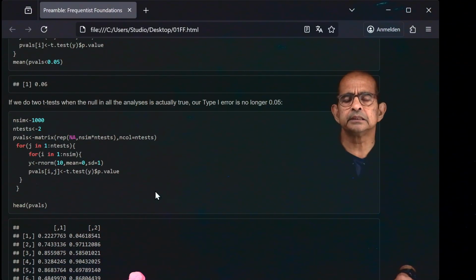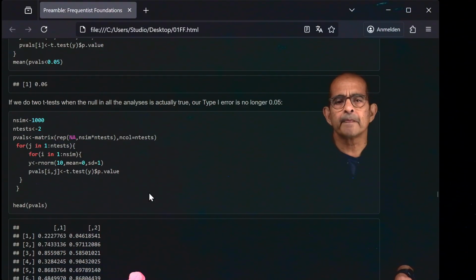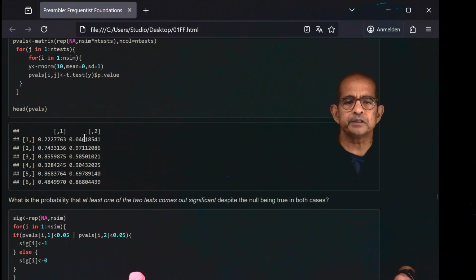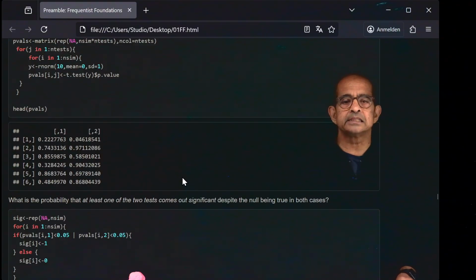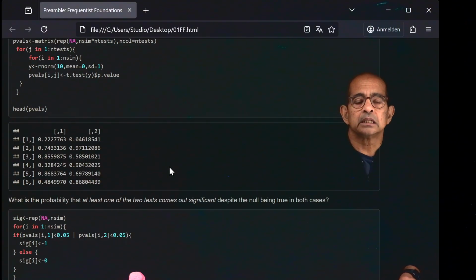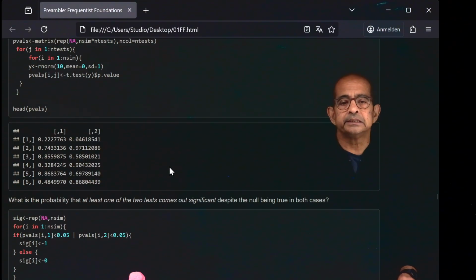So what I'm doing here is that I'm carrying out 2 statistical tests 1000 times, okay? And I'm saving not one p-value in each of the 1000 simulations, but 2 p-values here, right? And in each of these statistical tests, the null is actually true. So now the question that we want to ask is, in those 1000 simulations, what is the probability that at least one of the 2 statistical tests came out significant, right?